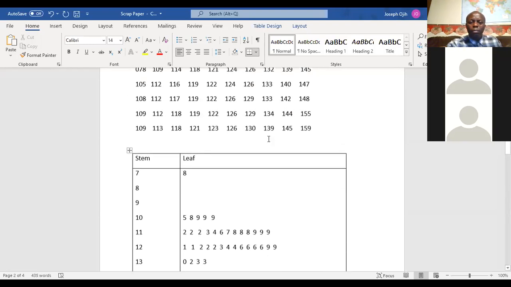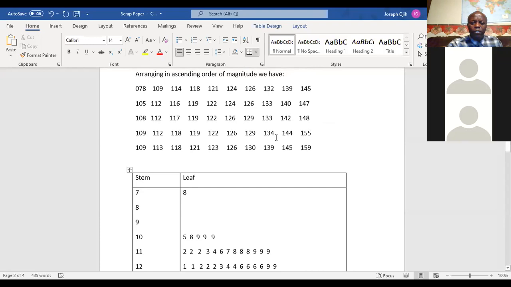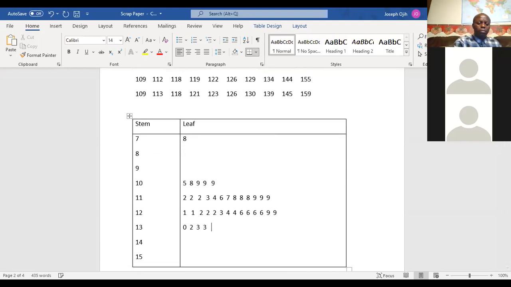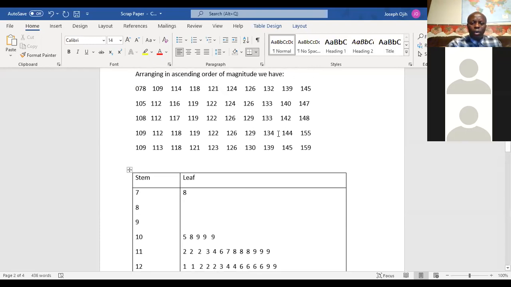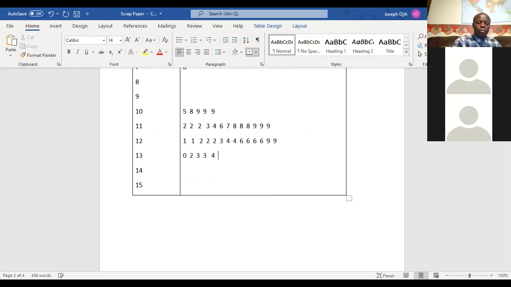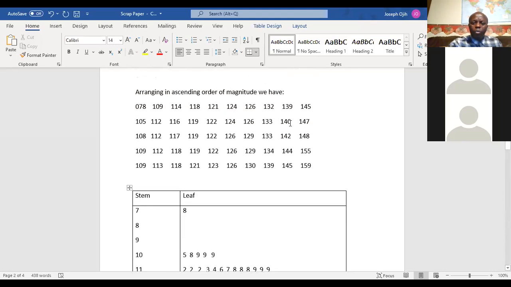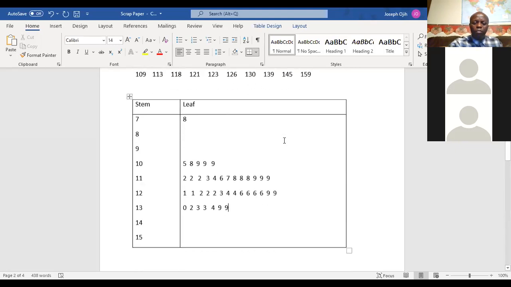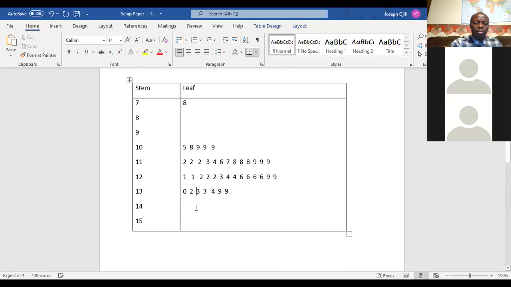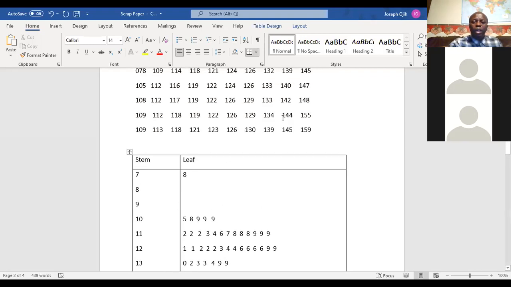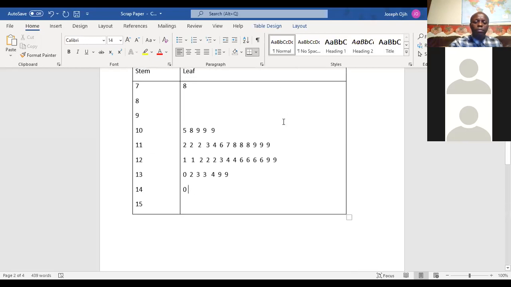And we have 134, only one of them. 139 and 139, 2 of them. Okay. 140, and 140 is one of them. So I'm going to start from here. I have 142, one of them.